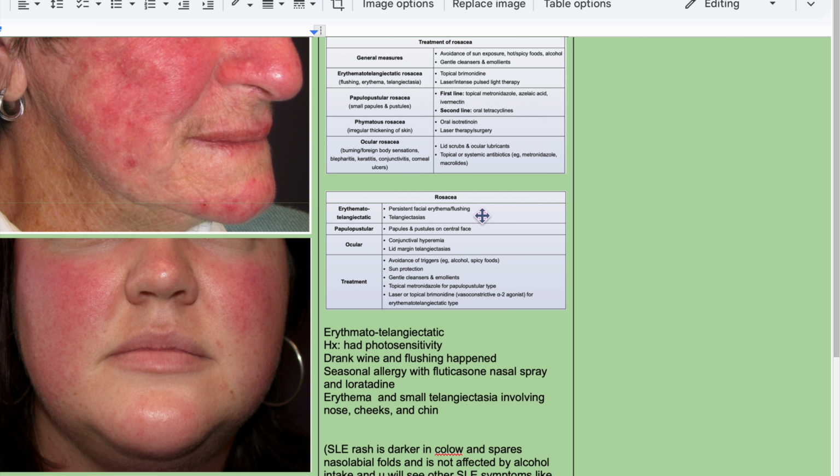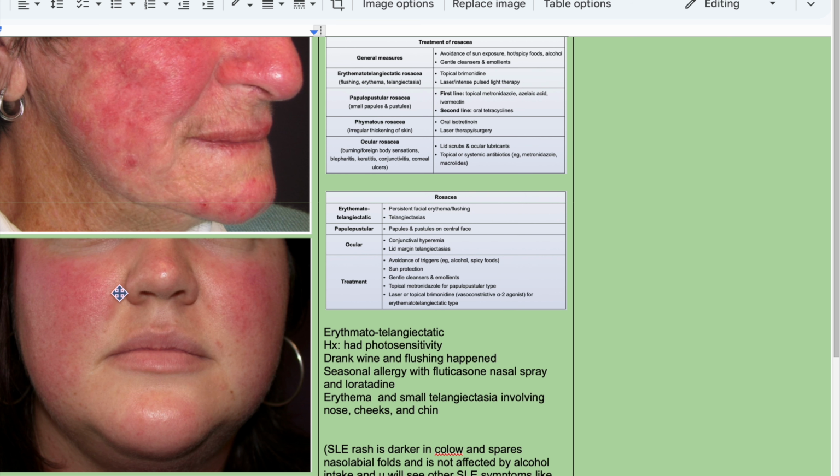Same thing here, it's just repeating. Ocular: conjunctival hyperemia, lid margin telangiectasia. Treatment is avoidance of triggers, sun protection, gentle cleanser or emollients, topical metronidazole for papulopustular type, laser, and topical brimonidine.